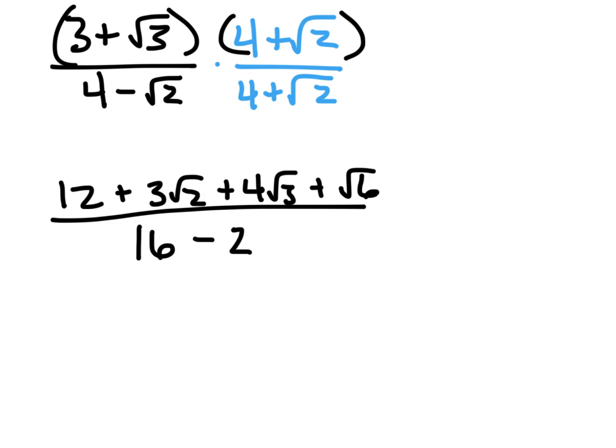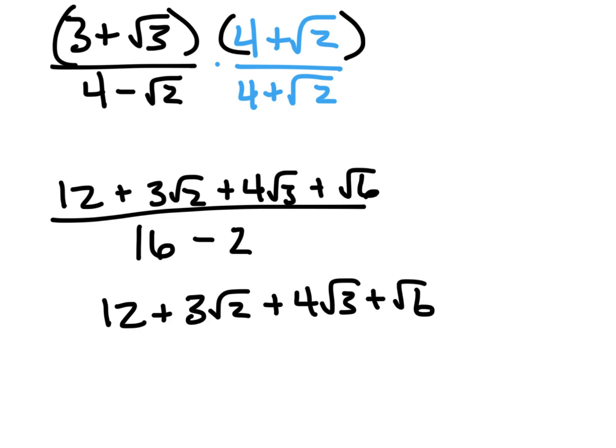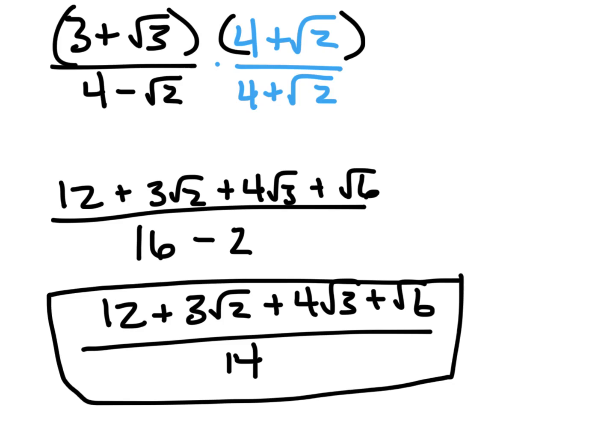Now I'm going to rewrite all this. I've got 12 plus 3 square roots of 2 plus 4 square roots of 3 plus the square root of 6 all over 14. And we can rewrite this in a lot of different ways. If you wanted to write each of these over the denominator, you could do that, and you could simplify a little bit further this way. But because of the square root of 6 not having anything in front of the radical, I can just say, all right, we're simplified right here. And that's simplifying square roots.